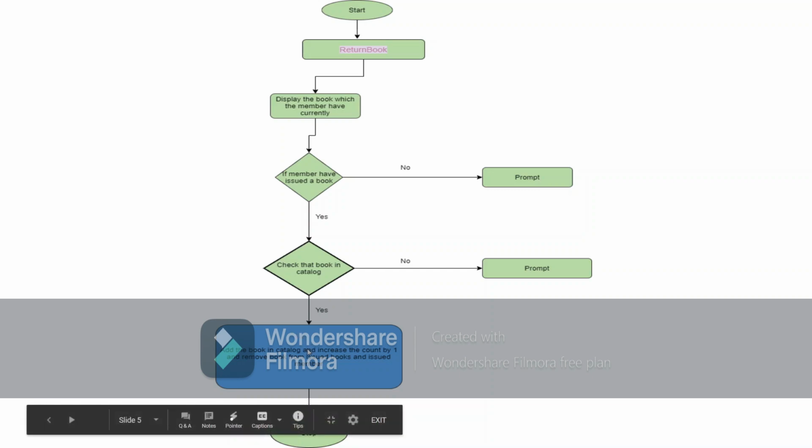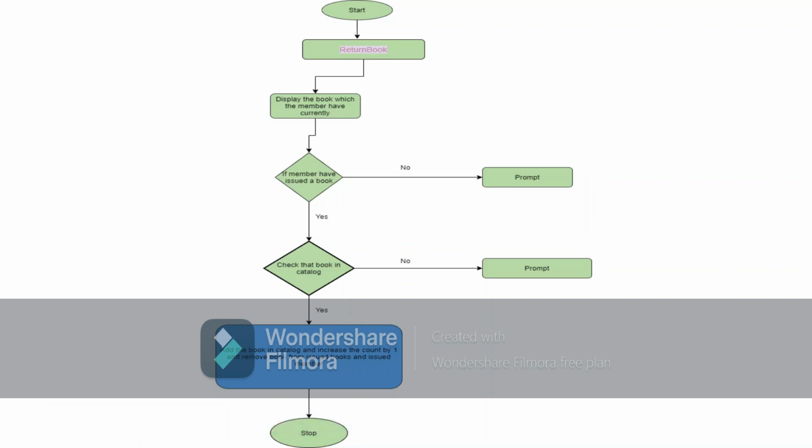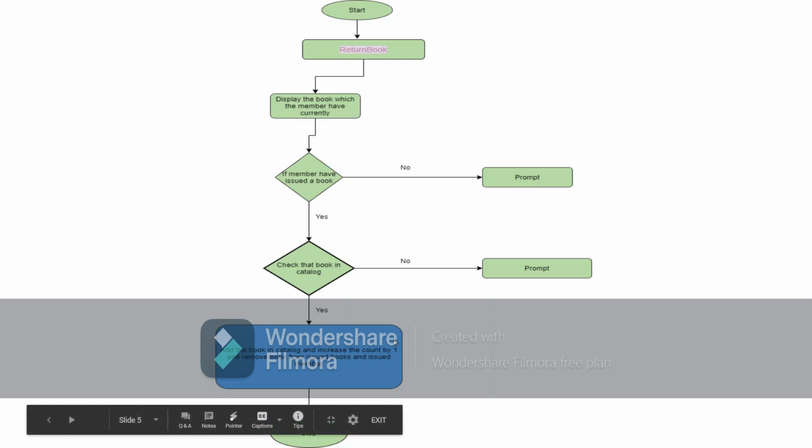So basically what they are doing in this step is adding to the book count. They are increasing the book count by 1, because the member is now returning the book, so they have to add that book item in the catalog and increase the count also, because now the book count has been increased by 1, and then finally it will stop. So now let's see the coding part for this, how the code works here.